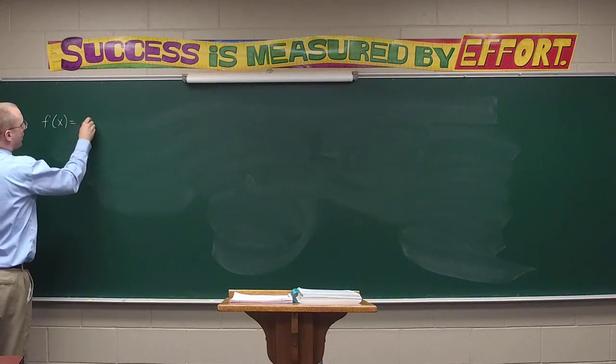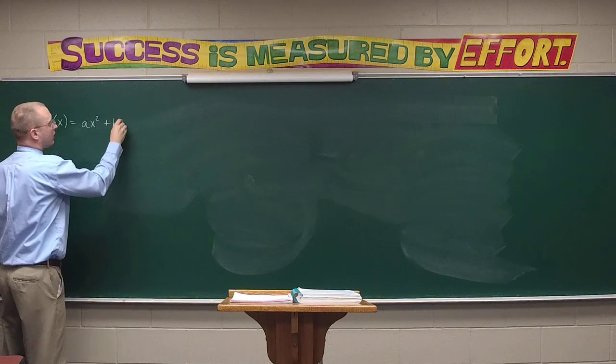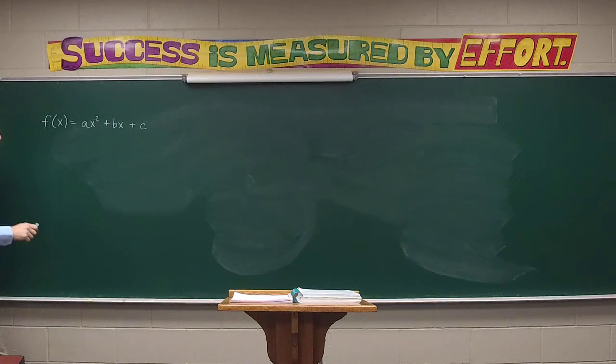I said the general form of a quadratic function is going to be what, Kendall? Ax squared plus bx plus c. Good. f of x equals ax squared plus bx plus c. That's our basic look for a quadratic function. We said when you graph a quadratic function, unlike a linear function, which is a straight line, the quadratic function is going to be what?